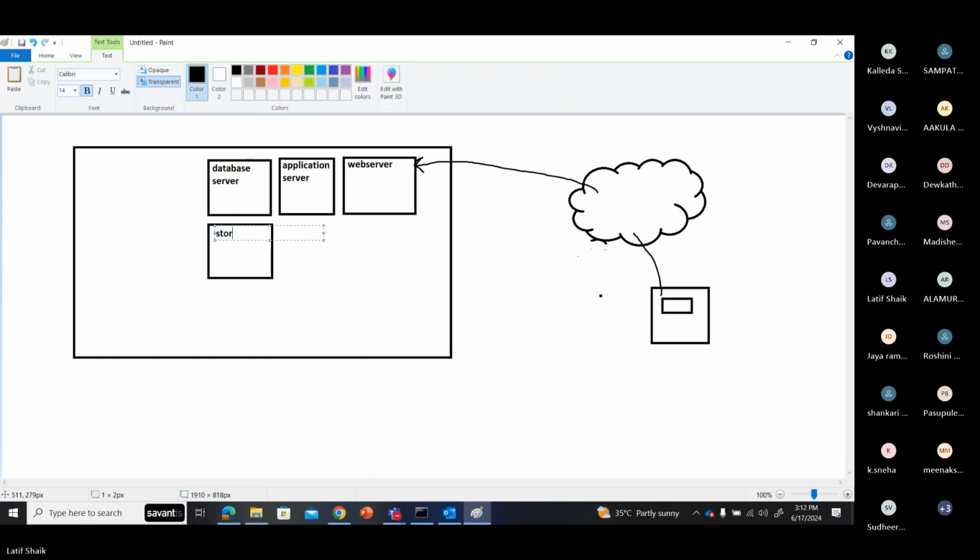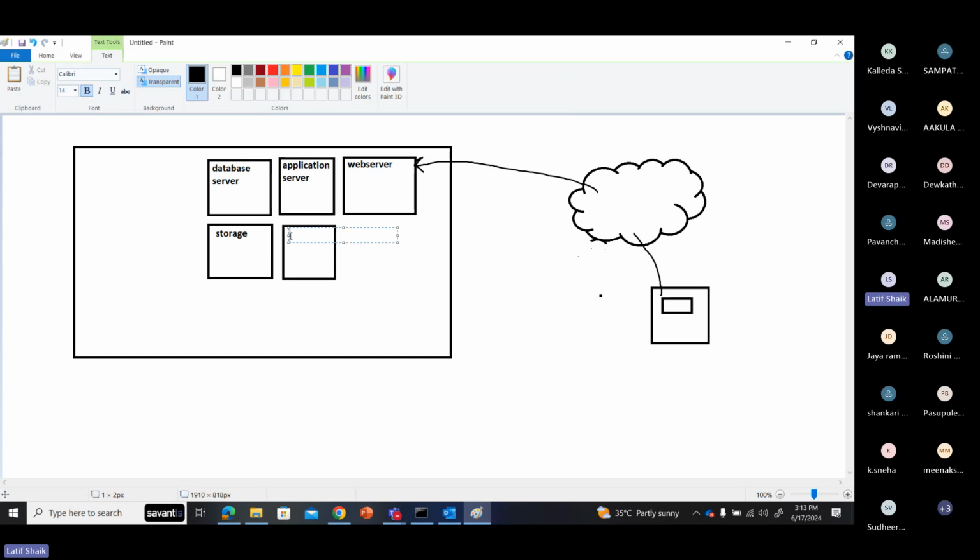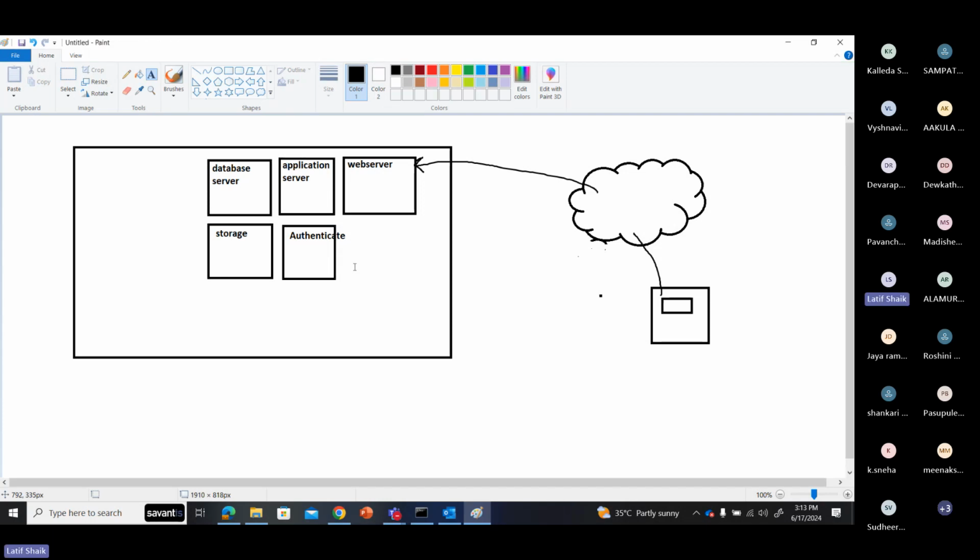Storage is required. And when a user logs in, you have to authenticate the user, so you need some authentication. Authentication-related servers are required. You have a lot of data, and to store the data we need storage servers. And all these things should be connected. All servers should be connected. So then I need network components, and they need to be high speed.